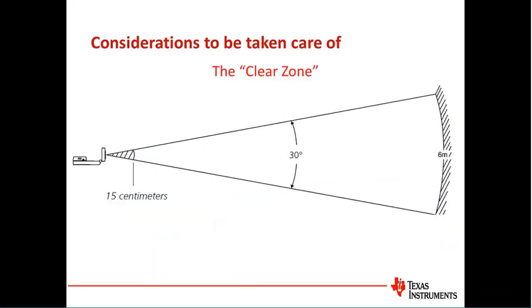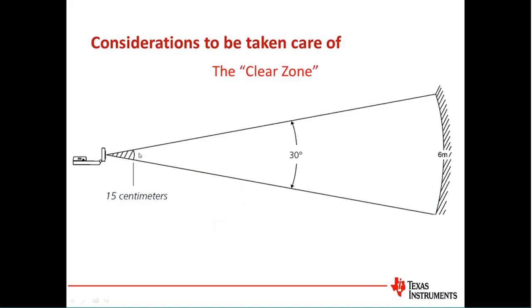Another thing to be wary of is something called the clear zone, which is somewhere between 15 centimeters and about 6 meters. Data collection can still occur between 0 and 15 centimeters. However, you can't rely too much on the accuracy. There tends to be a lot of noise and spikes if you do a lot of data collection within that 15 centimeter non-clear zone. So your best bet is to be from 15 centimeters onwards.